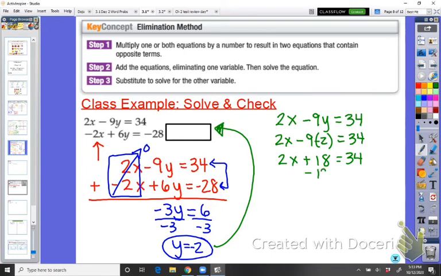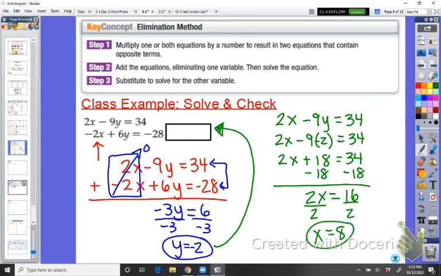You subtract 18 from both sides. You get 2x is equal to 16. Divide by 2. X should be an 8. So again, write your solution as an ordered pair. X comma y, it should be 8 comma negative 2.